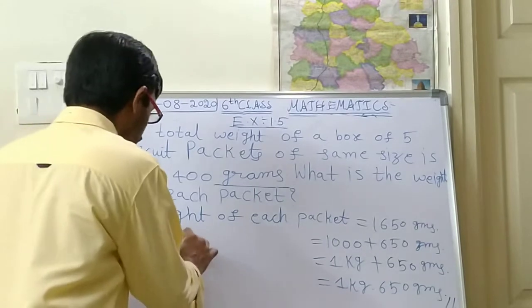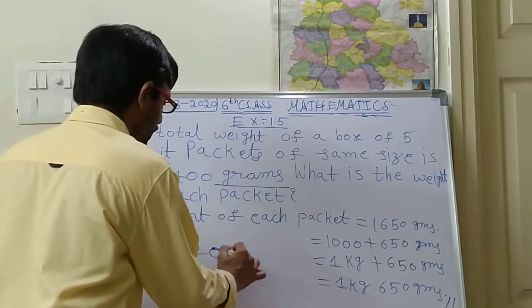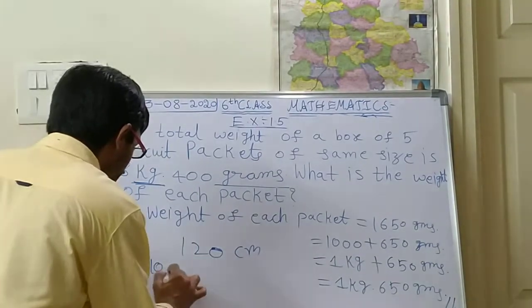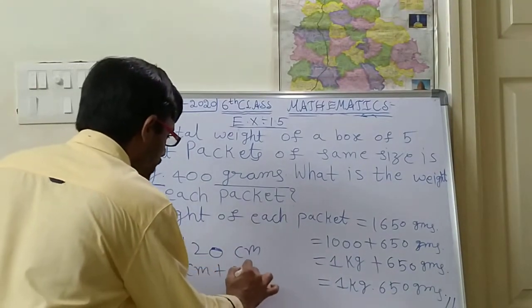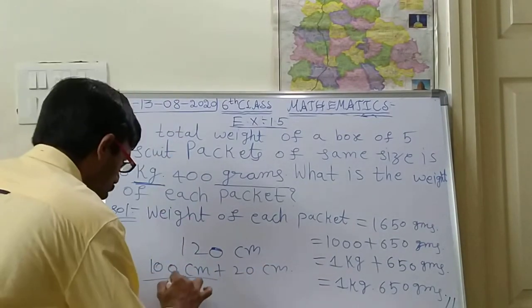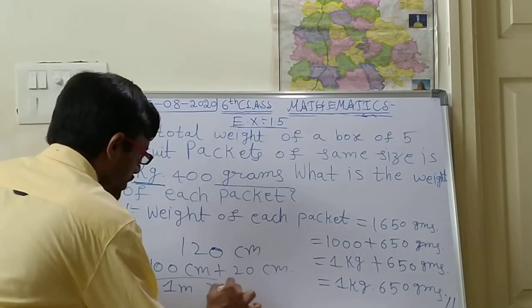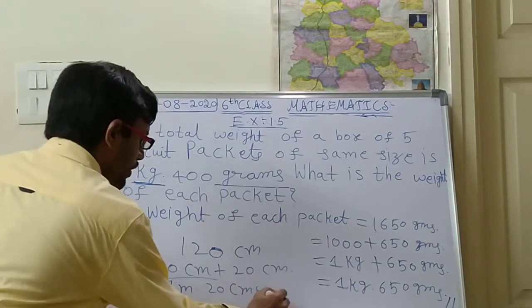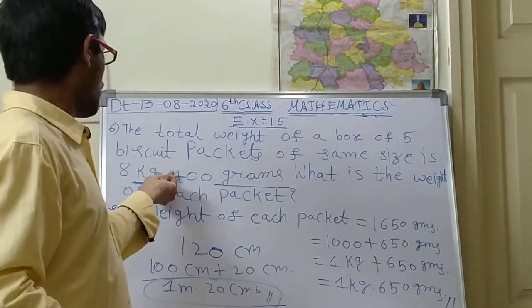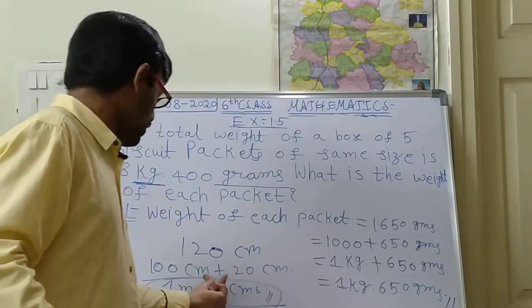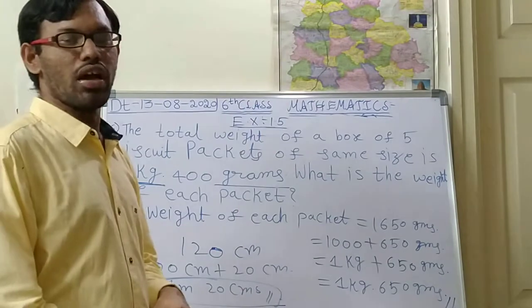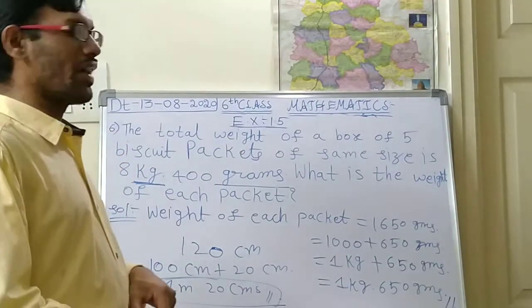Okay, suppose 120 was given in centimeters. 120 centimeters, how will you divide? So 100 centimeters plus 20 centimeters. That means 100 centimeters means 1 meter. So 1 meter 20 centimeters. So like this you have to join again. First of all you should combine, and afterwards you should divide. Okay, like this you have to do this type of problems. I hope you have understood this very clearly.